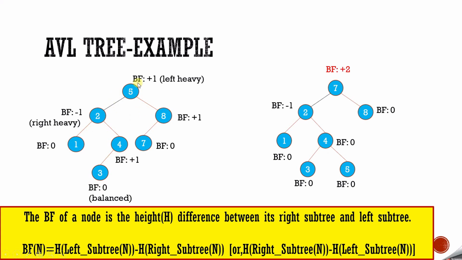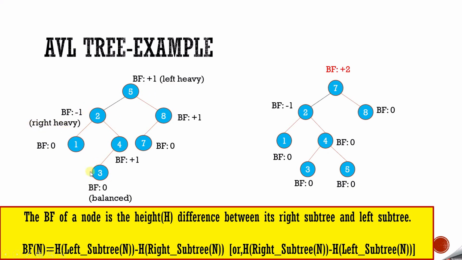So now what is the balancing factor? I am calculating left subtree minus right subtree. The height of the left subtree is 3, and the height of the right subtree is 2. So 3 minus 2 is plus 1. Since it's plus 1, we say that the subtree headed by 5 is heavy towards the left. Similarly, for the subtree headed by 2, the height of the left subtree is 1 and the height of the right subtree is 2. So 1 minus 2 is minus 1. Since it's minus 1, we call it right heavy.